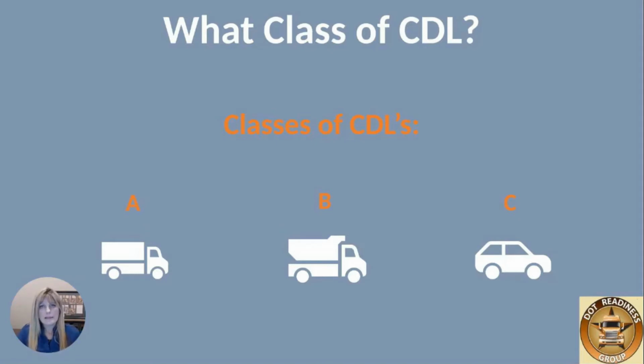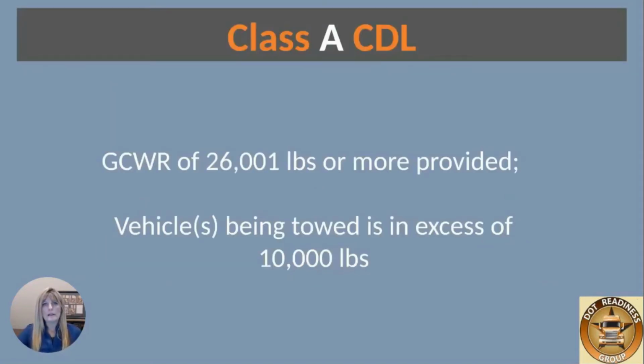So the Class A CDL, and a lot of you have probably seen the Class A CDLs. The Class A CDL is gross combination weight rating of 26,001 pounds or more, provided the vehicle being towed is greater than 10,000 pounds. So what that looks like is a tractor trailer. So it's something you actually combine together. So it would be a tractor and a trailer, or it could possibly be a dump truck hauling a backhoe on a trailer. That backhoe on a trailer is probably over 10,000 pounds. So at that point, they would need a Class A CDL.